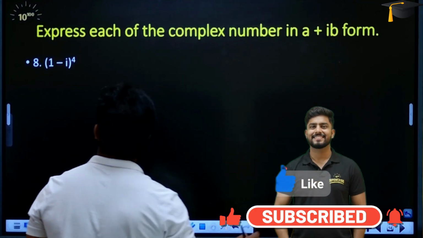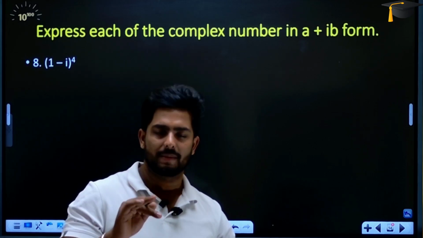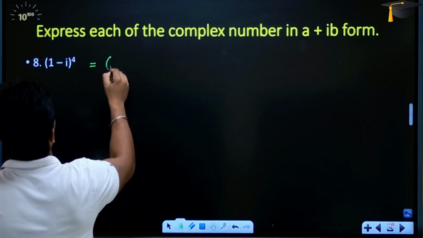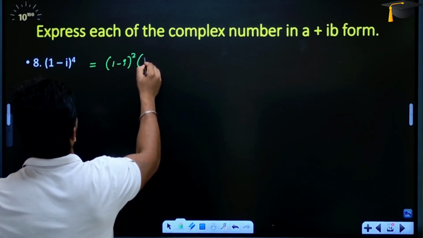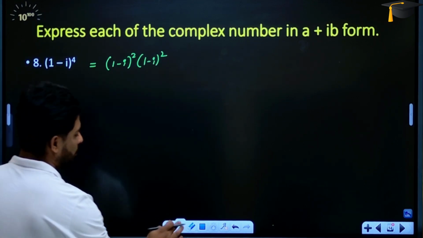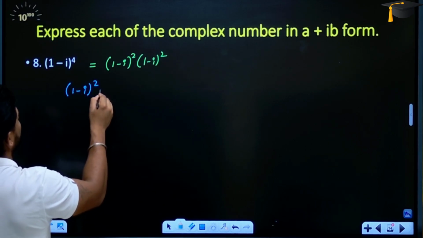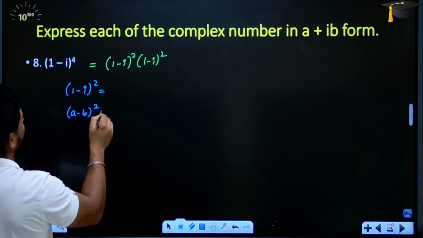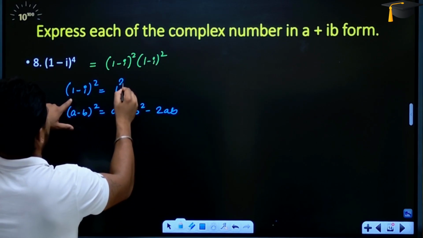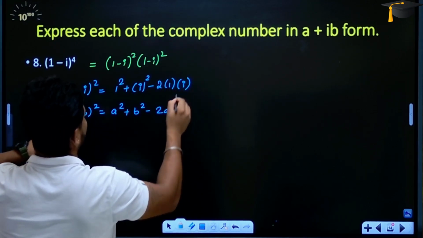Okay, so 1 minus i whole to the power 4. First of all, if you don't know the identity for a minus b the whole to the power 4, nothing to worry. This can be considered as 1 minus i the whole square into 1 minus i the whole square. Okay, let us take one part and solve it. What is that? It is 1 minus i the whole square. For this I am going to use a minus b the whole square, which is a square plus b square minus 2ab. Same concept. So it is 1 square plus i square minus 2 into 1 into i.